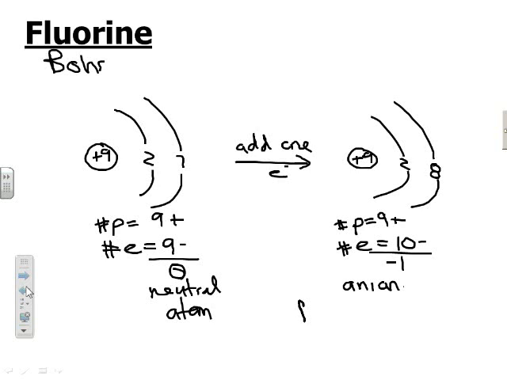We call it a fluoride ion because the negative ions get an IDE ending. Does that sound familiar from the past, perhaps? Grade 10, we would have done some things like that. So when you gain electrons, you have an IDE ending. You have a fluoride ion.